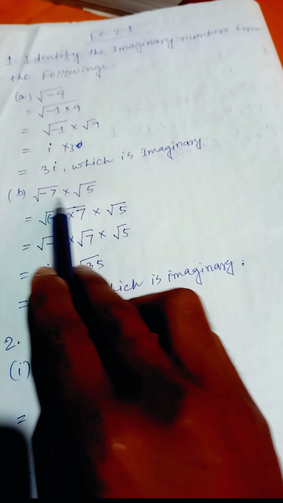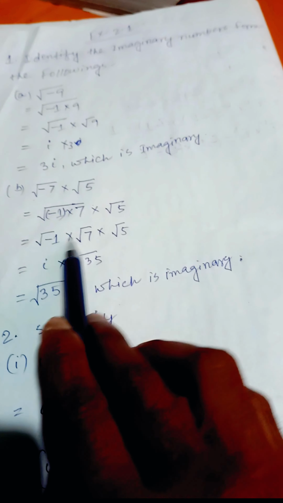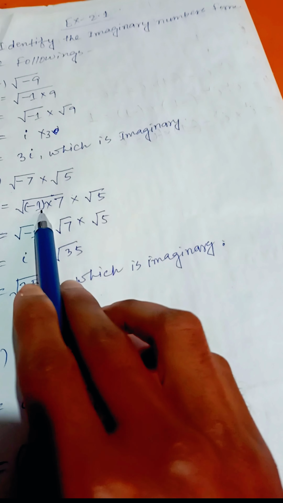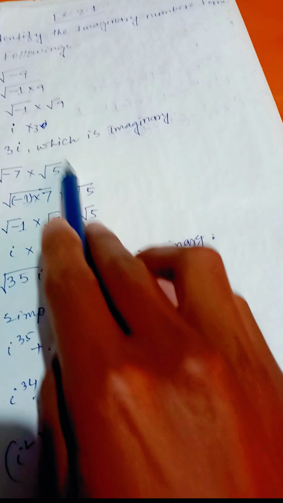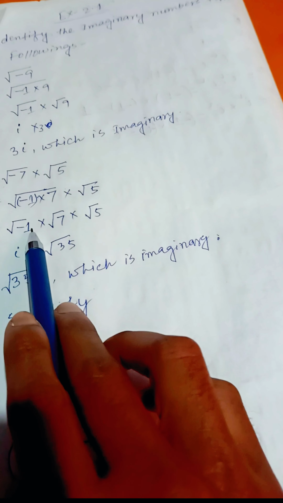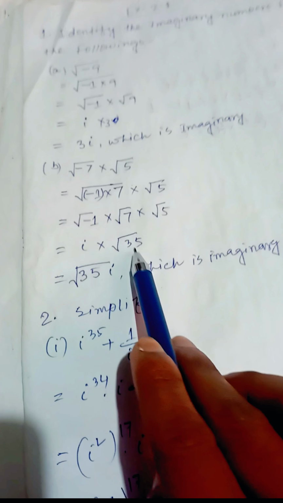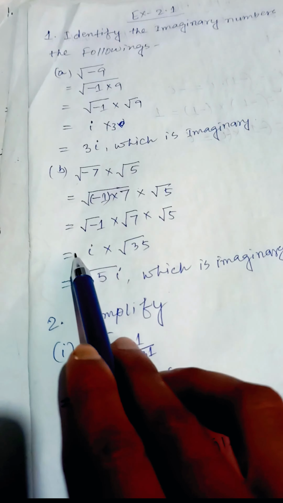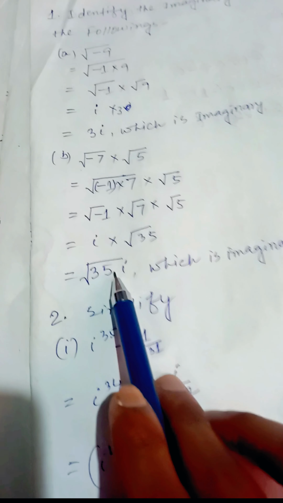Question number (b), under root minus 7 into under root 5. Now minus 1 into 7, into under root 5. Now separate both: under root minus 1 into under root 7 into under root 5. The value of under root minus 1 is iota, into under root 7 into under root 5, which is under root 35. So under root 35 into iota is under root 35 iota, which is an imaginary number.